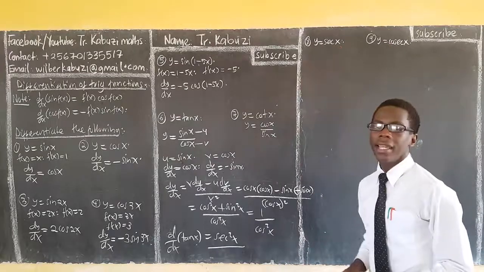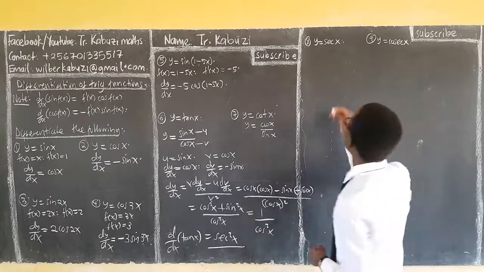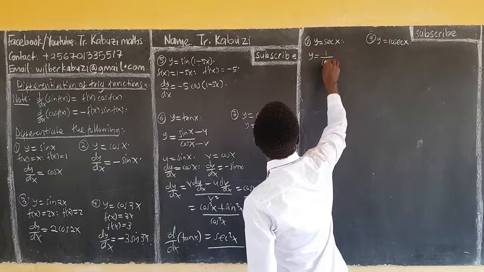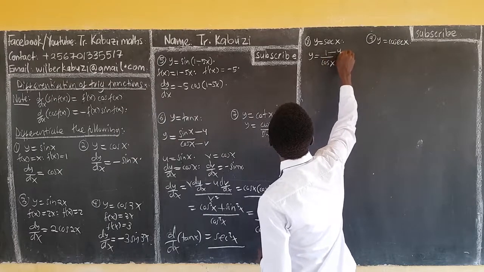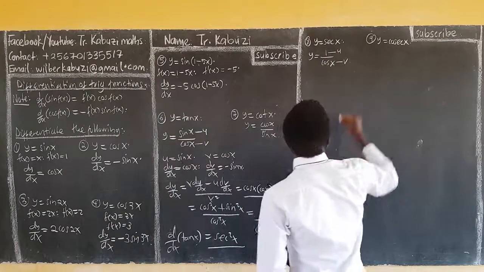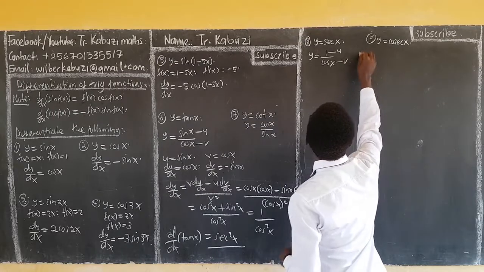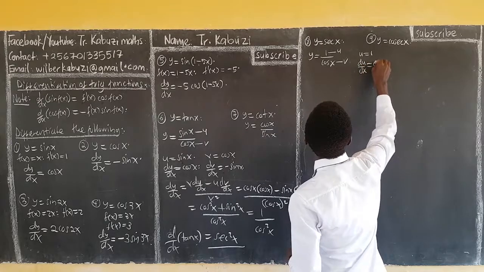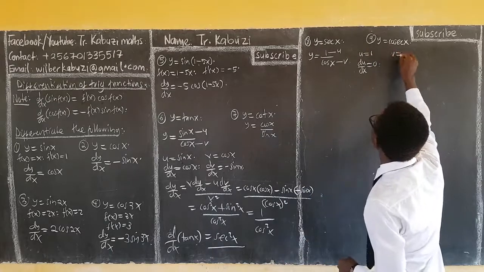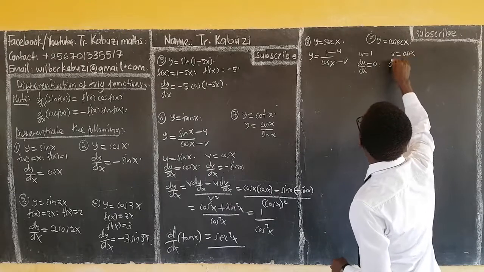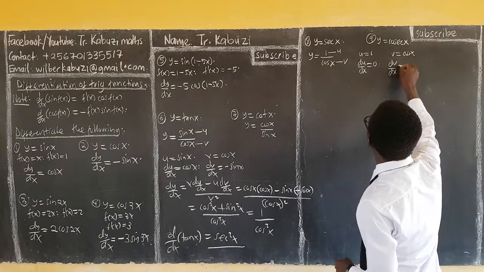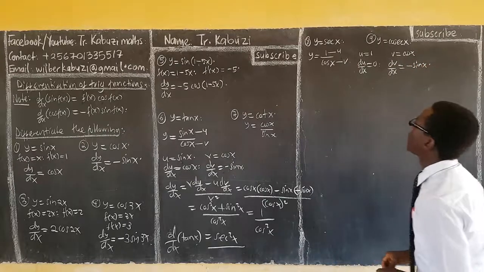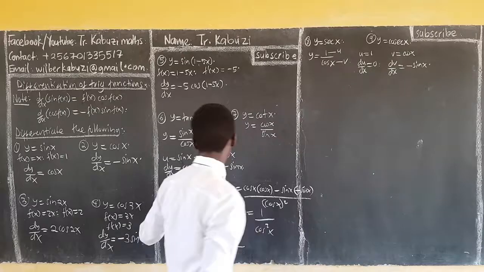So you know that cosec is also 1 over cos. So from here, my y is 1 over cos x. This one becomes your u, this one becomes your v. So you start from here: your u is 1, meaning that your du dx is 0. And then your v is cos x. Your dv dx is going to be negative sin x. After doing that, we put in our formula.